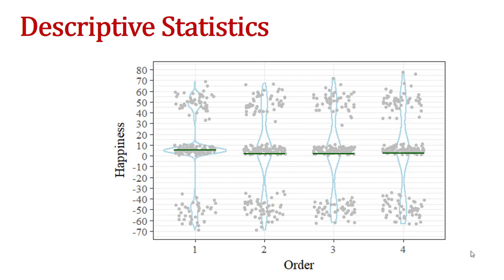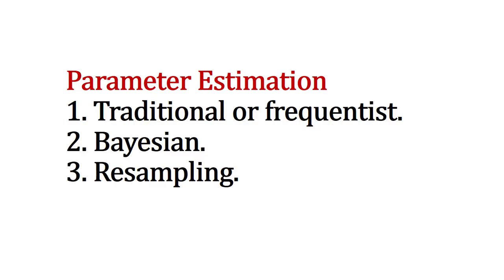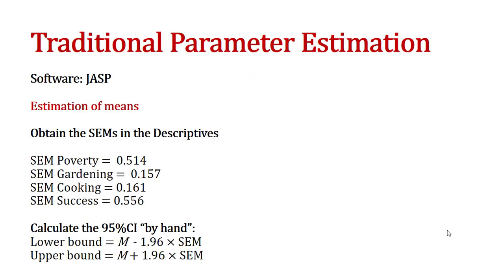Okay, so now let's move to parameter estimation. We start with the traditional frequentist approach, then the Bayesian, then resampling. So for parameter estimation of the means, we just use the standard error of the means in the descriptives, which are those ones, and then we calculate the 95% confidence intervals by hand.